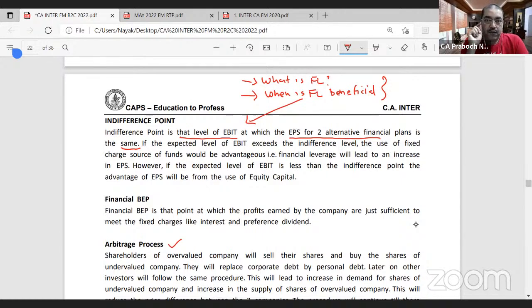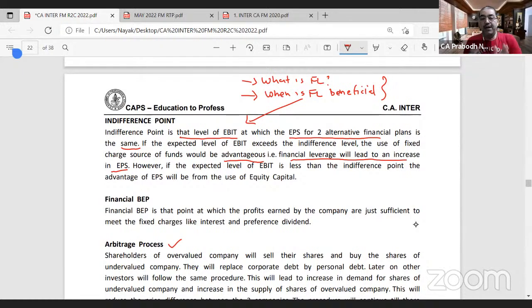What it means is, financial leverage is beneficial when your actual EBIT is higher than the indifference point. Then you get the benefit of financial leverage. See, I have written here also. If the expected level of EBIT, that means what you are going to get, your actual level of EBIT, exceeds the indifference level, then the use of fixed charge source of funds would be advantageous. And this financial leverage will lead to increase in EPS. The concepts you have studied in two different chapters, but you should know how to relate them.